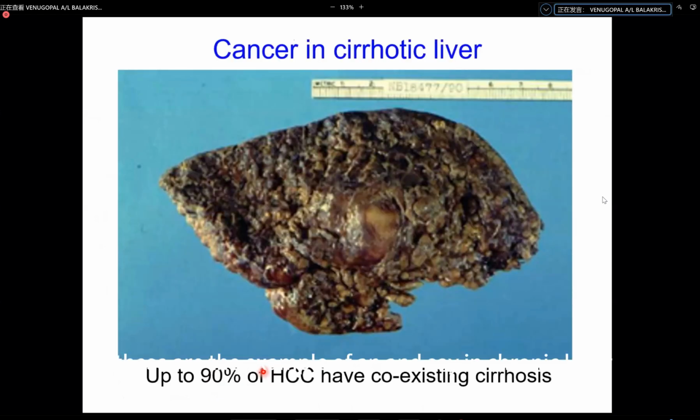So these are examples of a cancer in a chronic liver. This liver is very chronic, up to 90% of HCC. And they also have coexisting cirrhosis. So this liver is totally damaged. So now we need a new liver to make sure that we could survive.